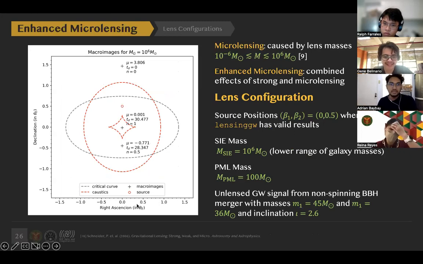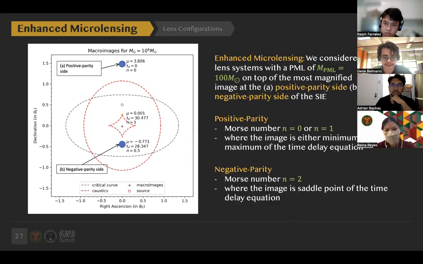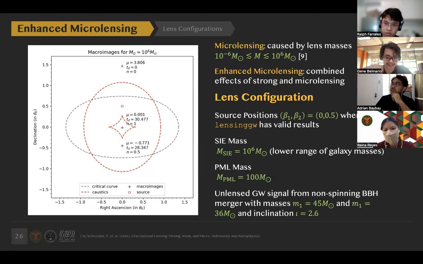Exactly. The motivation is that we chose this signal because, like I said, it is sub-threshold in advanced Virgo and above threshold in LIGO. We want to show how enhanced microlensing can enhance the amplitude, so that signals between the sensitivity curves of LIGO and Virgo can be enhanced to become detectable in both detectors. But yes, in principle, we can also try other gravitational wave signals, so it can be spinning.